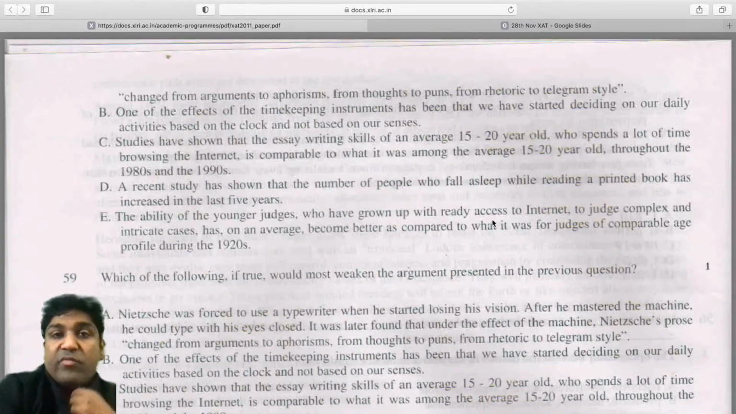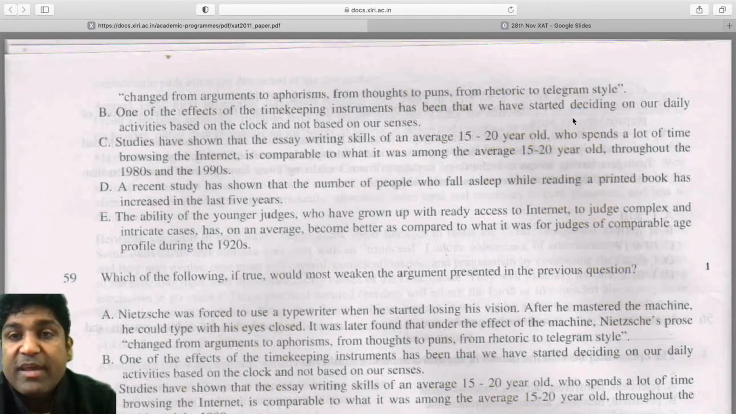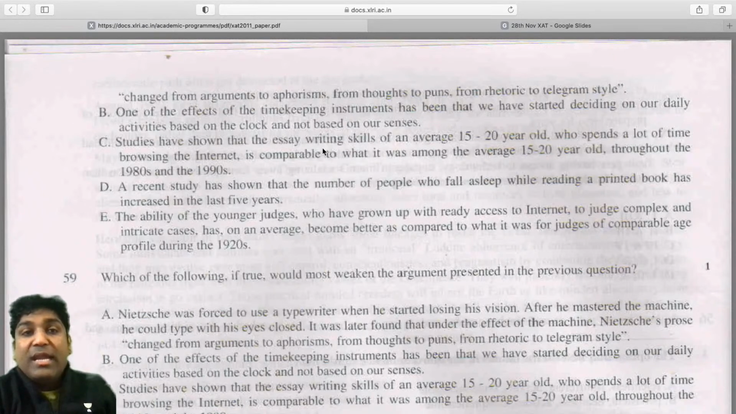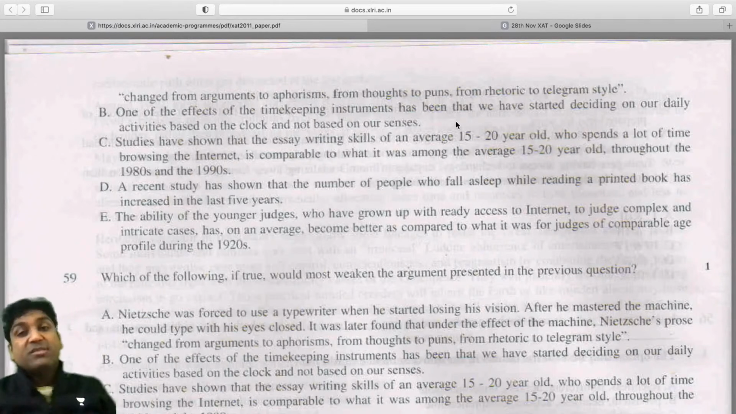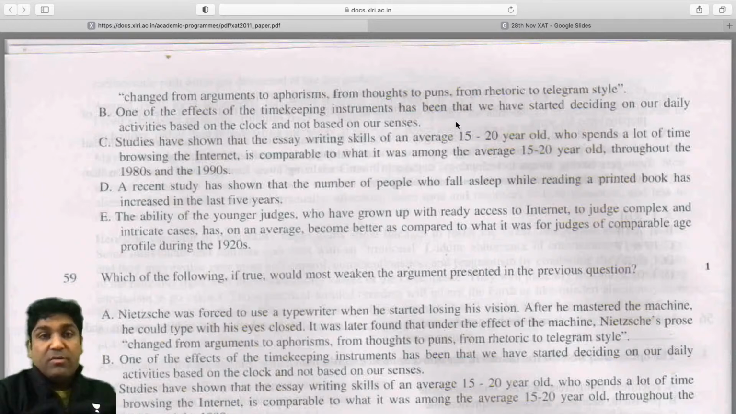One of the effects of timekeeping instruments has been that we have started deciding on our daily activities based on the clock and not based on senses. This was also never mentioned. We're talking about media again, we're not talking about media and internet. We're not talking about machines in general.